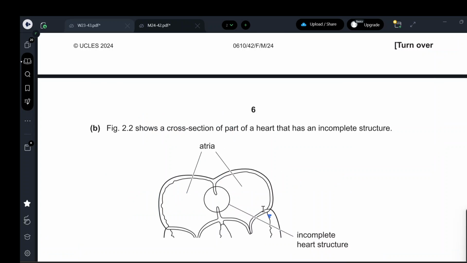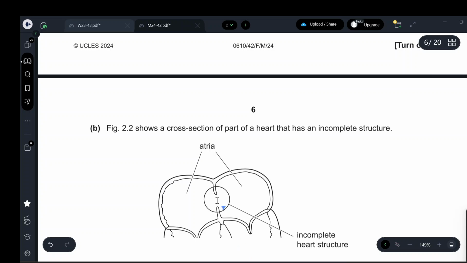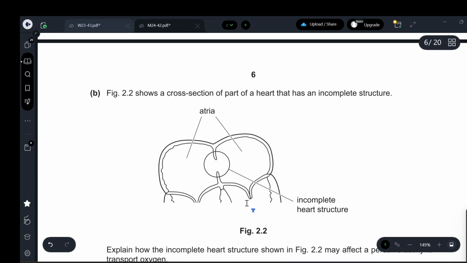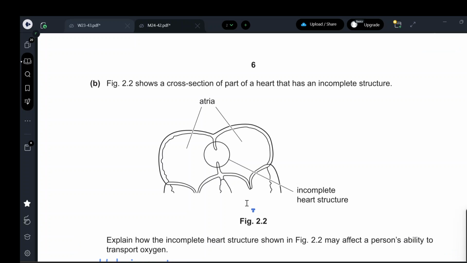That's a thinking question. Figure 2.2 shows a cross section of part of a heart that has an incomplete structure. Oh, what happened? There is a hole here. There is an opening between the two atria. Explain how the incomplete heart structure may affect a person's ability to transport oxygen.